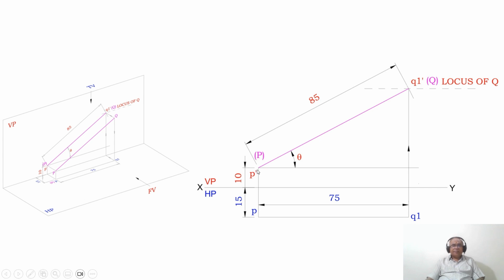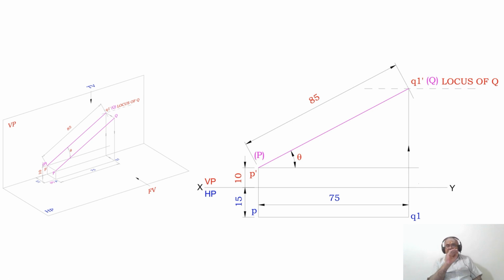Consider any point. From there, you draw a vertical projector. You mark that point as small p in the top view, capital P dash in the front view, and you mark this as capital P, and here also. Then you got the one end of the line PQ. So from P, you measure 75 mm in the top view, because if the top view line is parallel, correspondingly the front view is going to get the true length.